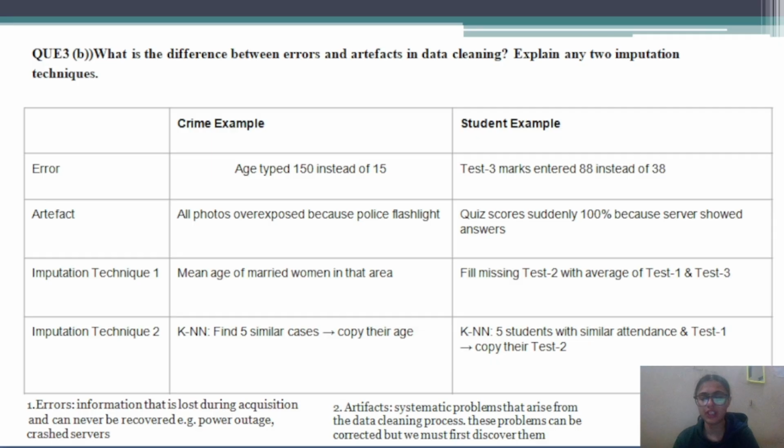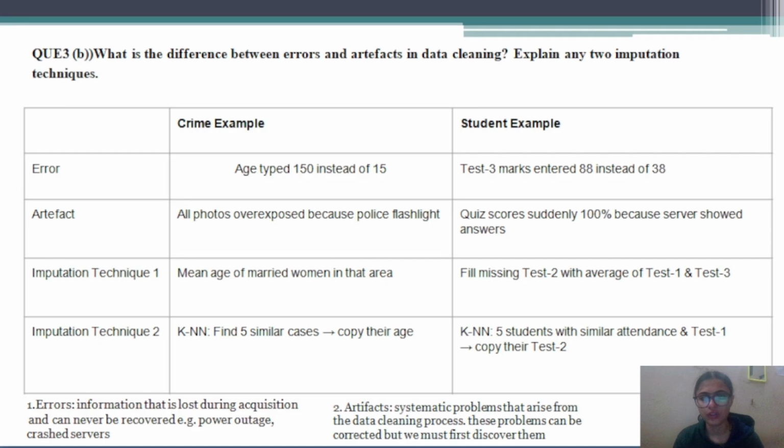So the definition of error: errors are the information that is lost during the acquisition and can never be recovered. For example, due to power outages, crashed servers, hardware failures. Such errors cause permanent loss of data, and once the data is lost, it cannot be recovered.